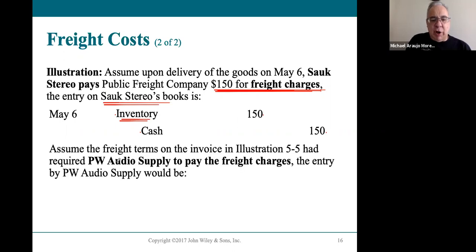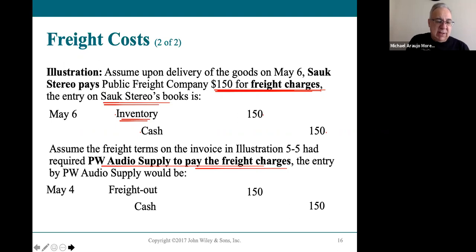What if PW Audio decided that it was going to be FOB destination and it was their stuff to pay? Well, the seller looks at it as an expense. So they would expense it as freight out. There's another expense account that you've been introduced to here. Freight out is simply an expense account. You would debit the expense, credit cash. That's if the seller was paying the freight charges, which would be the case for FOB destination.